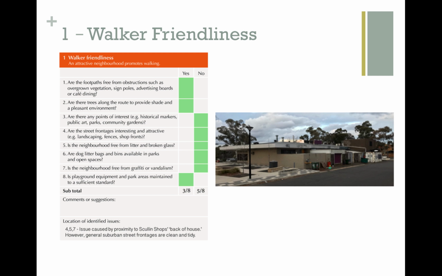The question of aesthetics is entirely subjective. Fortunately, however, we have the walkability audit tool to keep us on track. The Scullin shop's back of house impacts most negatively on what the Heart Foundation calls walker friendliness, with broken glass, unattractive frontages, and graffiti and vandalism, all apparent in this small area. This contributes heavily to a score of only 3 out of 8 for walker friendliness.